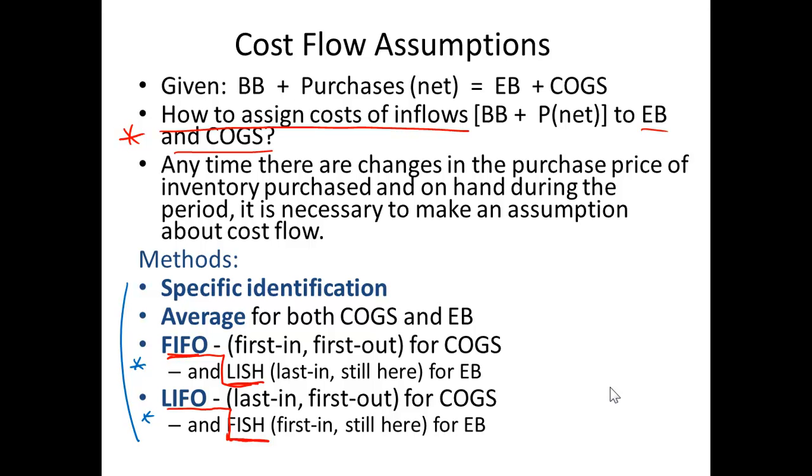Now, when we get ready to look at the cost flows, again, remember that the beginning balance plus the purchases net has to equal the ending balance plus cost of goods sold. So how is it that we're going to assign costs, flows, to the ending balance and cost of goods sold? Under perpetual, we do a running total, and we're going to focus primarily on FIFO and LIFO.